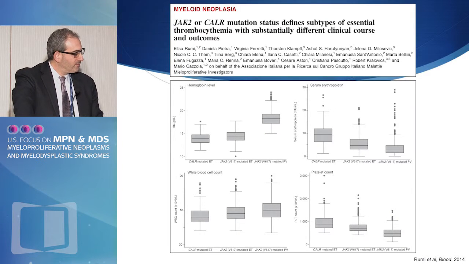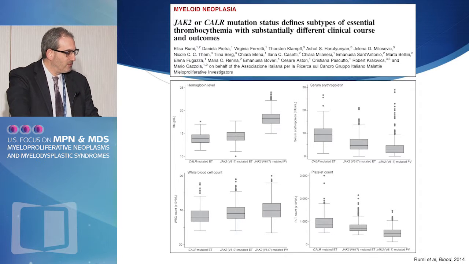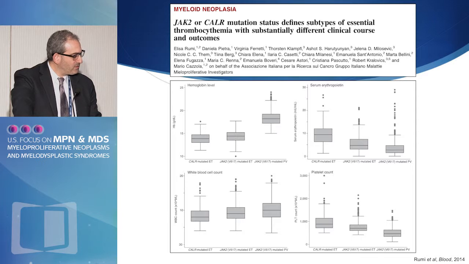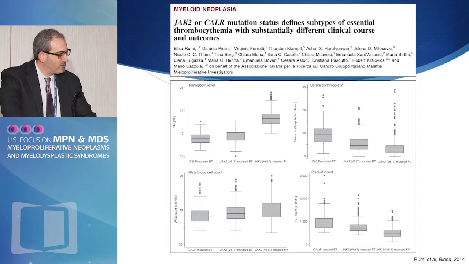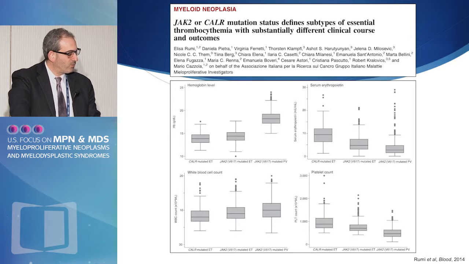And this was a study by the Italian group and collaborators, and it basically shows that when you're looking at patients with CALR mutated ET versus JAK2 mutated ET versus JAK2 mutated PV, which of course is almost 100% of patients, you can see that if you have a JAK2 mutated ET or JAK2 mutated PV, the hemoglobin levels are higher. You can see that the EPO levels are lower in JAK2 mutated ET or PV. The white blood cell count tends to be higher, again, in those patients with PV or ET with JAK2. But the platelet count, again, is higher if you have CALR mutated ET versus JAK2 mutated ET or PV.